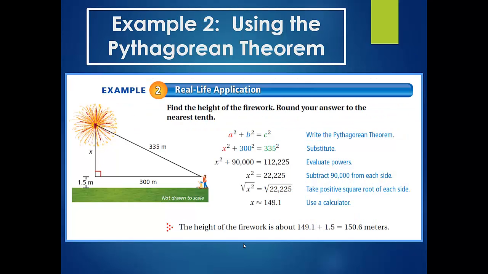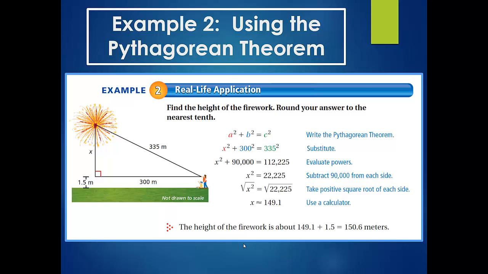Now for our second example, we're using the Pythagorean theorem. Find the height of the firework. Round your answer to the nearest tenth. So we're going to use the Pythagorean theorem. A squared plus b squared equals c squared. We do not know x, which we can say is a. So for a, we'll have x squared, and then b would be 300 because it's the other leg. So then plus 300 squared would be equal to the hypotenuse, or c, which is 335 squared.